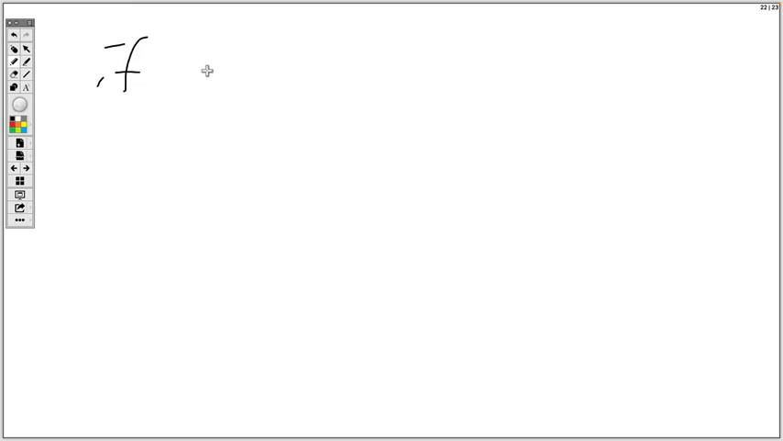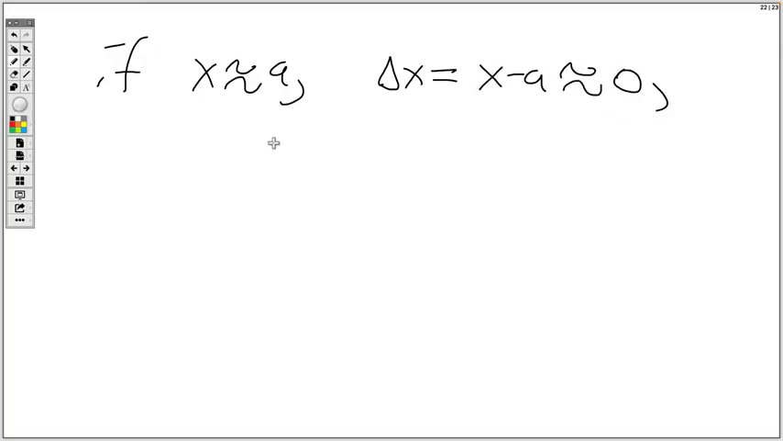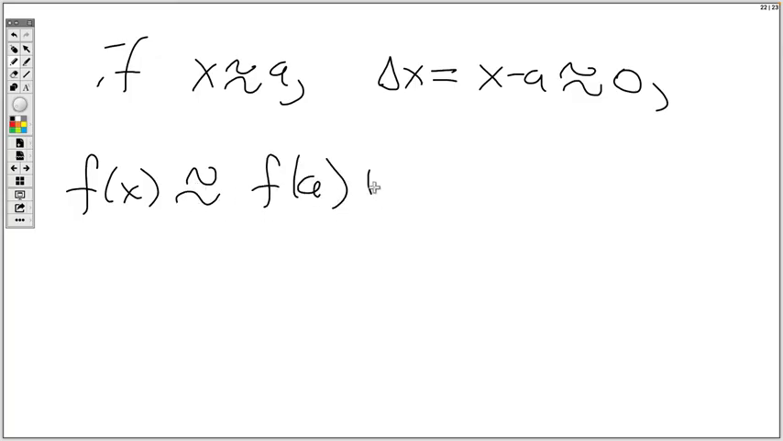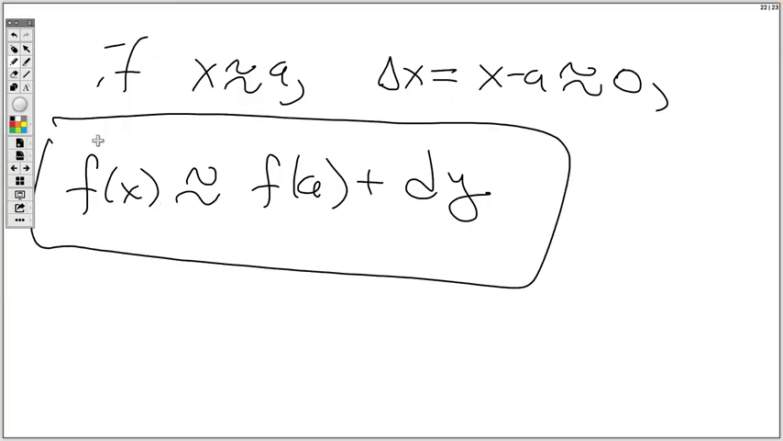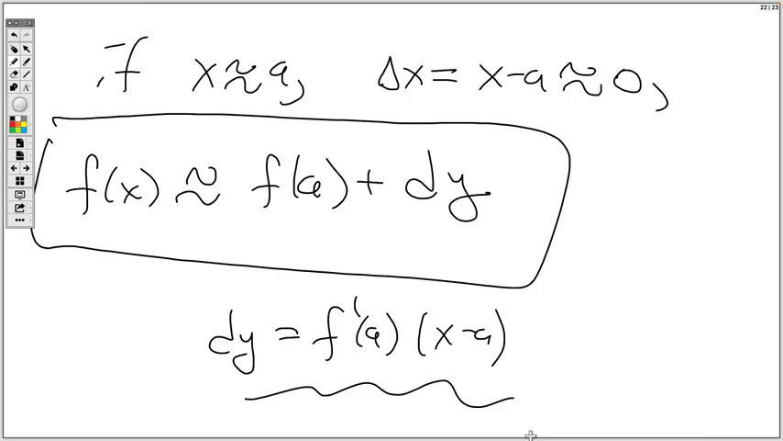So if x is approximately equal to a, so that delta x, which is x minus a, is close to 0, f of x is approximately equal to f of a plus the dy. Or dy would be f prime of a times your x minus a. So you're literally just taking a part of that tangent line and calling it something else. That's it.